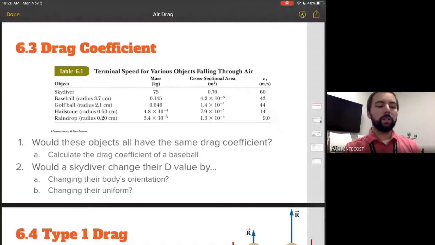Now, would these objects all have the same drag coefficient? Well, we talked about drag coefficient, right?